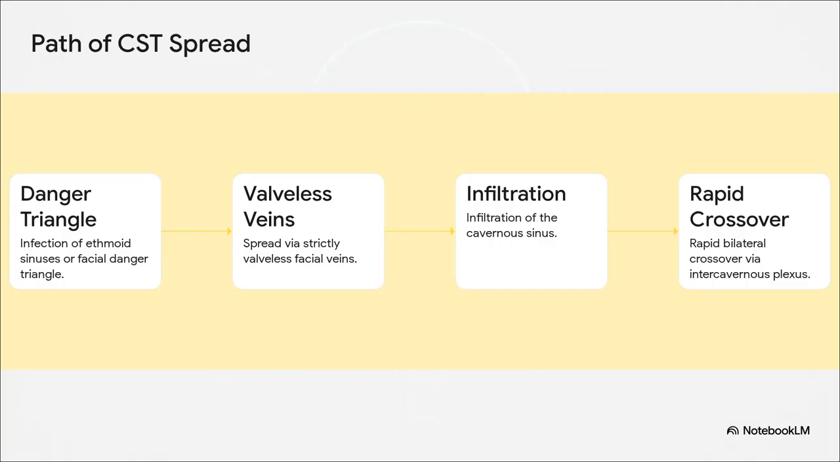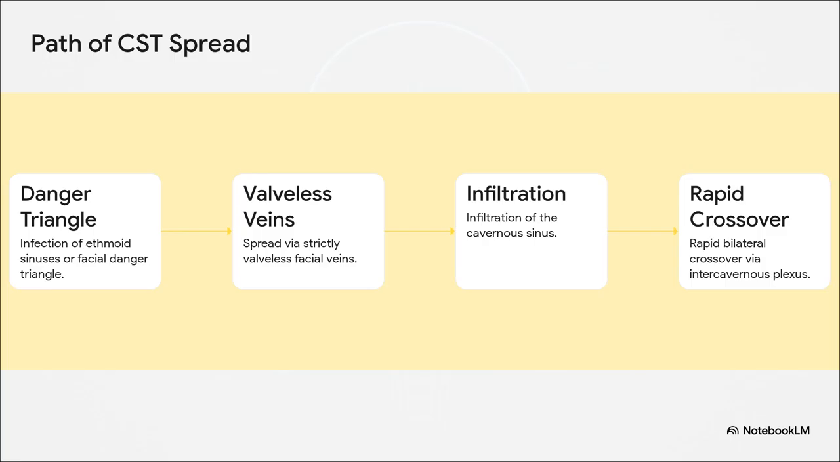This sequence brilliantly illustrates the catastrophic spread of infection, straight from the face to the brain. The mechanism hinges entirely on the fact that the facial and ophthalmic venous systems are valveless. They literally have no valves. So an uncontrolled infection of the skin in the facial danger triangle or in the ethmoid and sphenoid sinuses can travel backward. Venous blood carrying the infectious pathogen, usually Staph aureus, flows right into the cavernous sinus.